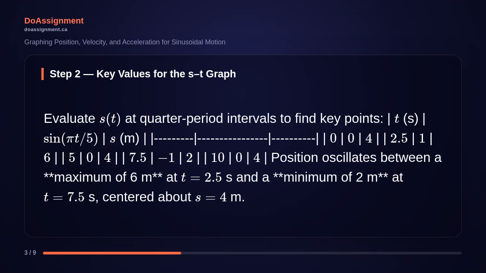To sketch the s-t graph, we evaluate the position at quarter-period intervals. At t equals 0 seconds, s equals 4 meters. At t equals 2.5 seconds, s reaches its maximum of 6 meters. At t equals 5 seconds, s returns to 4 meters. At t equals 7.5 seconds, s drops to its minimum of 2 meters. And at t equals 10 seconds, s returns to 4 meters. The curve is a smooth sine wave centered at 4 meters.